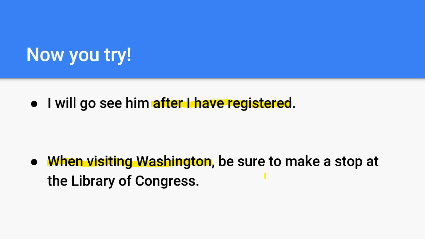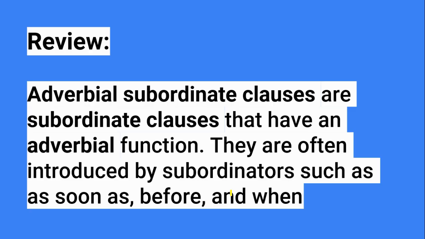As you can see, adverbial subordinate clauses can come at the beginning of a sentence or in the second part of a sentence. Let's review. Adverbial subordinate clauses are subordinate clauses that have an adverbial function. They are often introduced by subordinators such as soon as, before, and when. They answer questions such as how, why, when, or where.